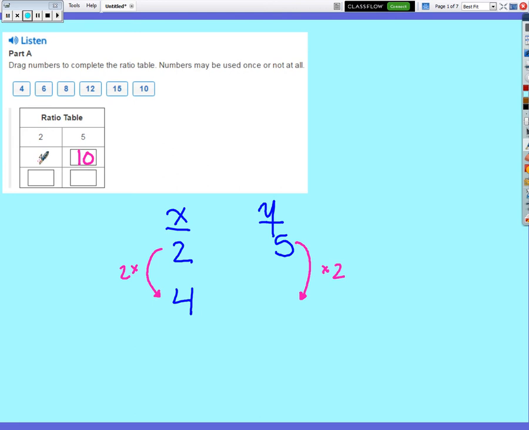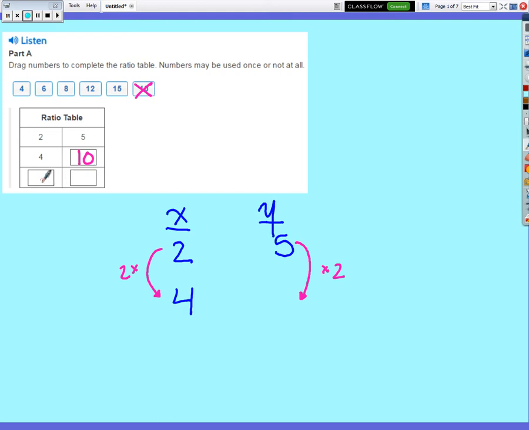And we could actually see that if I simplify this, it will get me back to the original 2/5. So I can no longer use the 10. Now, let's see here. I see I have a 4, 6, and 8, a 12, and a 15 left. Now, I can multiply 2 times 6 to get 12, but then I have to multiply this by 6 and get 30, so that's not going to work for me.